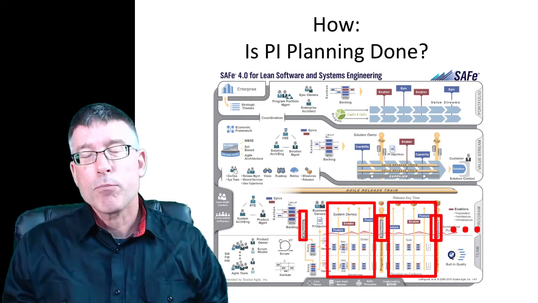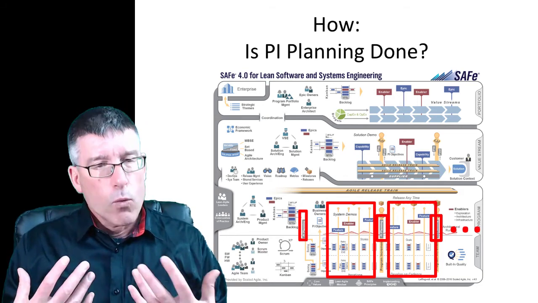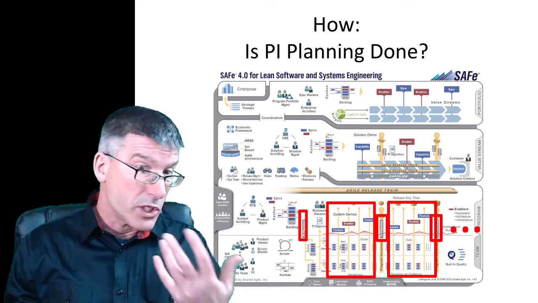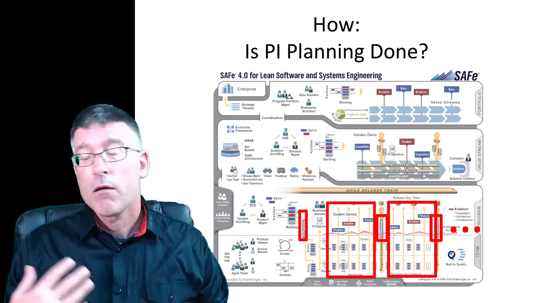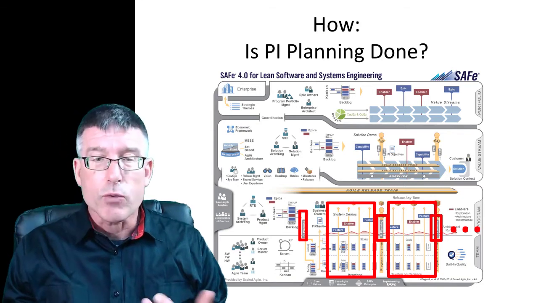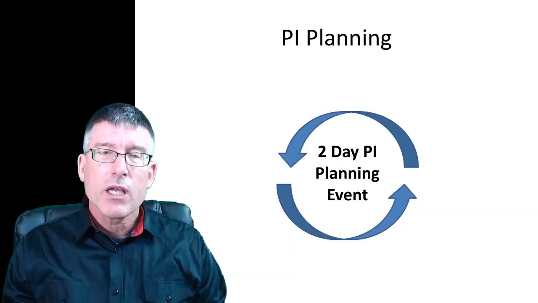So how is PI planning done? What are the mechanics of PI? What do we take into the PI planning? What are the outputs and how do we do it? Well, it's a quick overview.